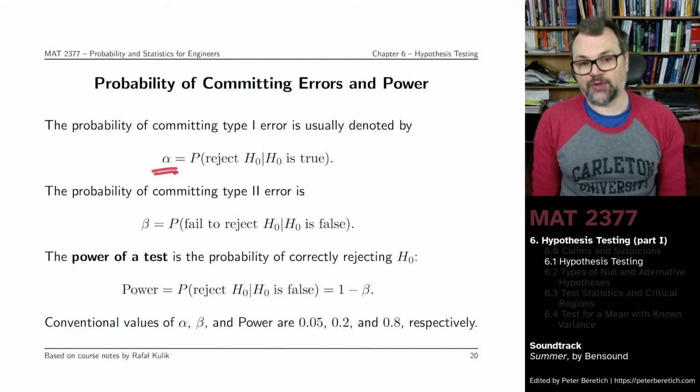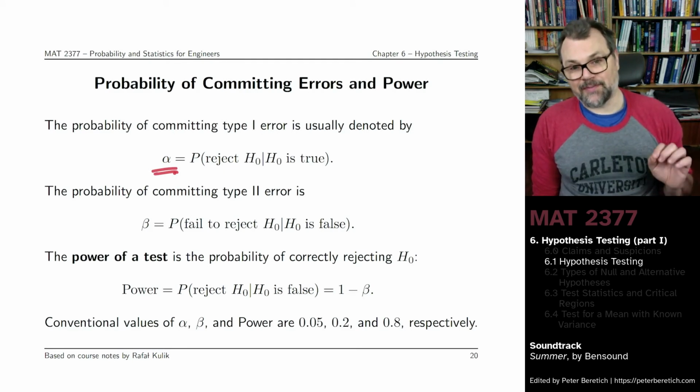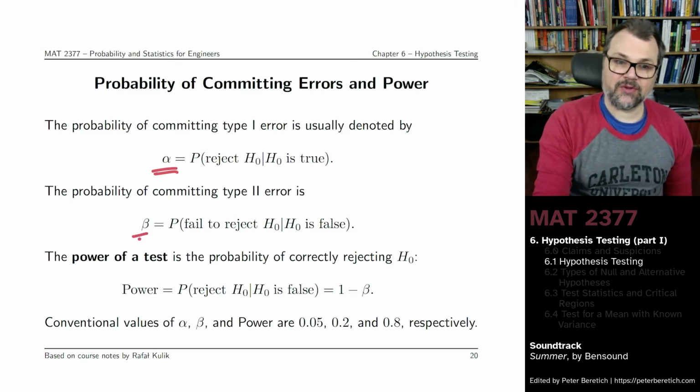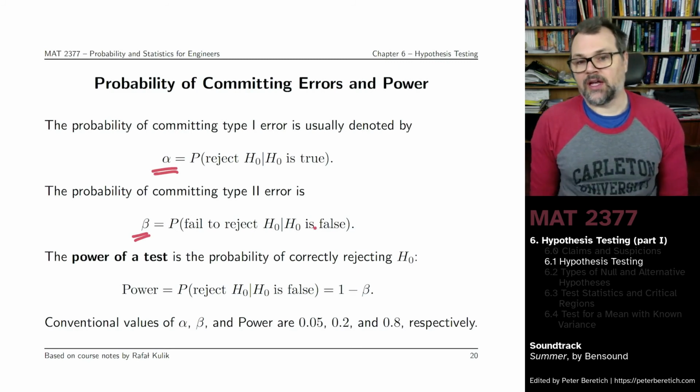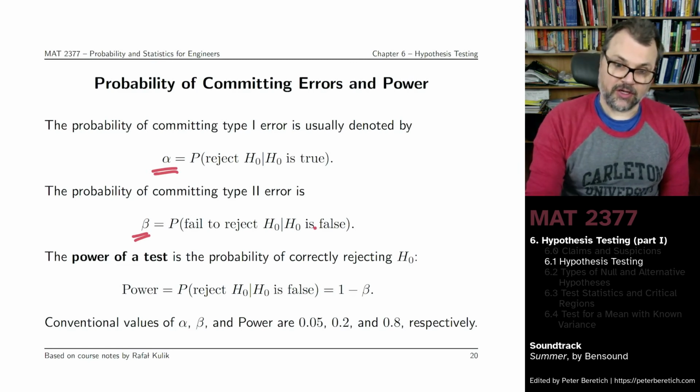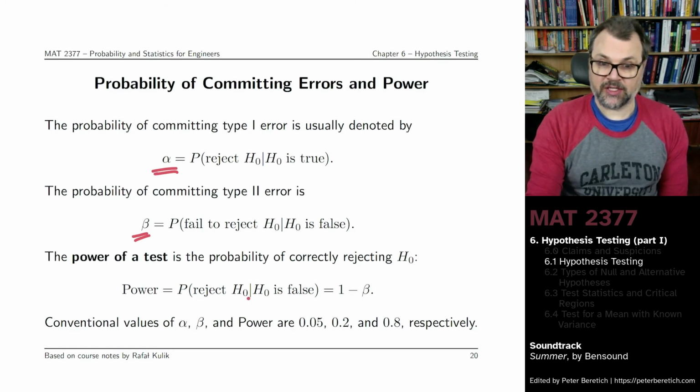That's the probability of rejecting the null hypothesis when you assume that the null hypothesis is in fact true. And it's a measure of how good your test actually is, how well the data that you have is attuned to your ability to test hypotheses. The probability of committing a type 2 error is usually denoted by beta. It is the probability that you would fail to reject the null hypothesis when the null hypothesis was in fact false. And the power of a test is the probability of correctly rejecting H0, the probability that you would reject H0 when H0 was in fact false.